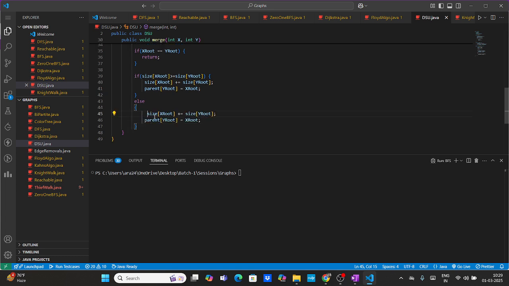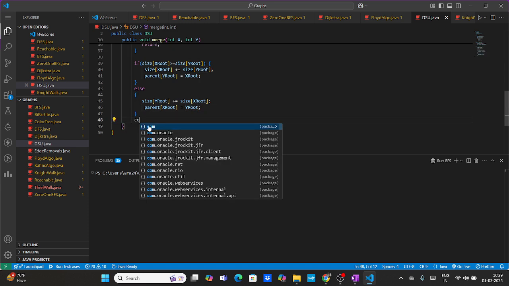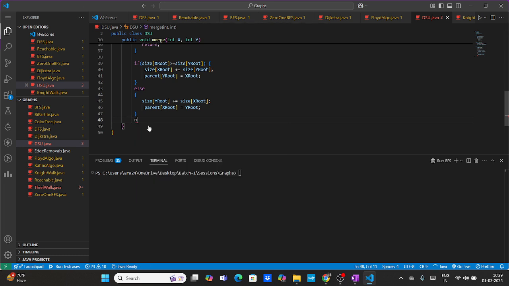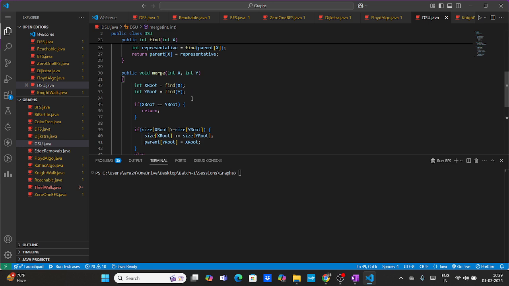So this should be what? This should be y root, this should be x root, this should be x. Yes, got it. And once done, we have merged, so you have successfully merged, right? So the number of components should reduce, and if you see, this is the code for DSU. That's all, nothing else.